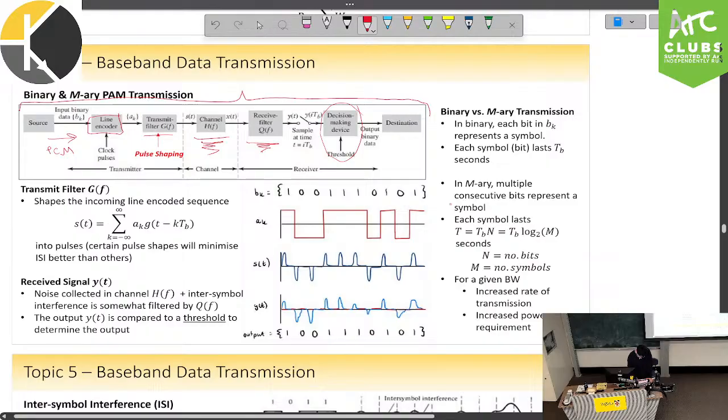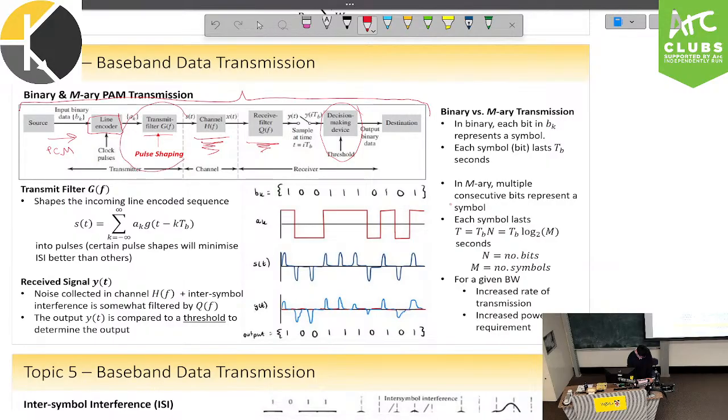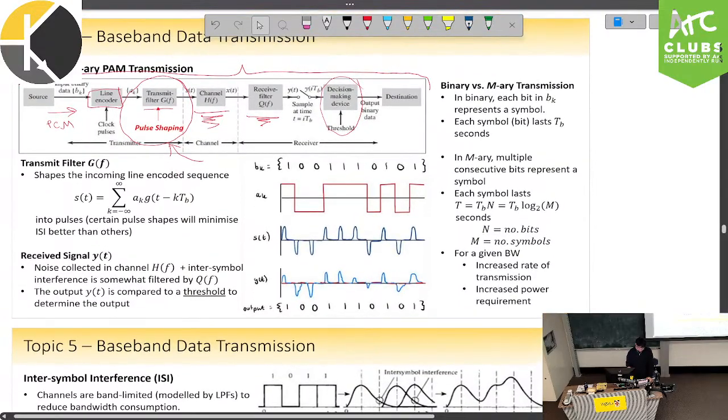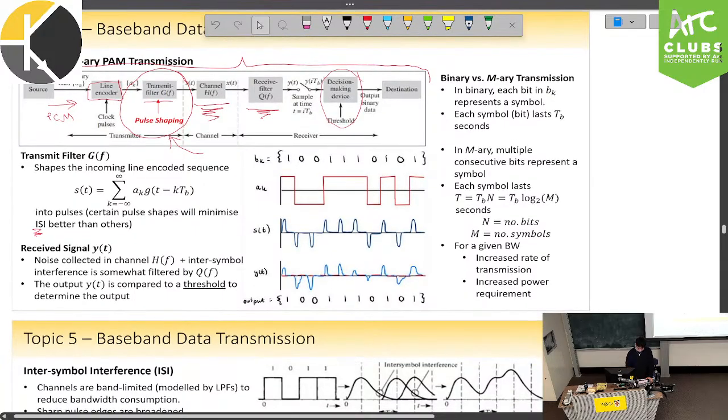So the main thing we're going to look at is this transmission filter here. The pulse shaping is very important when you're trying to minimize what we call ISI, which I will get to on the next slide. ISI being intersymbol interference.